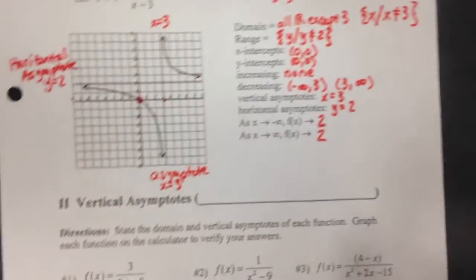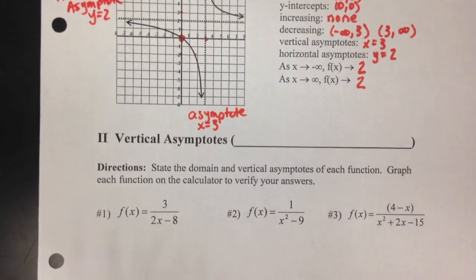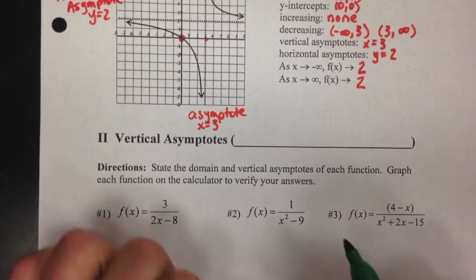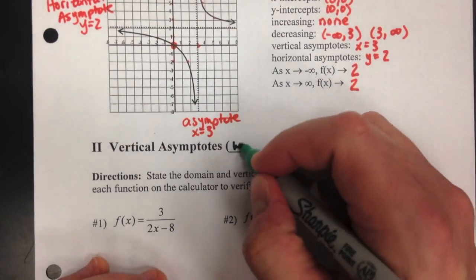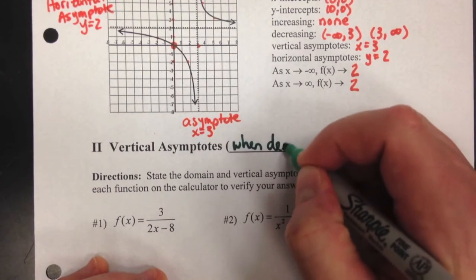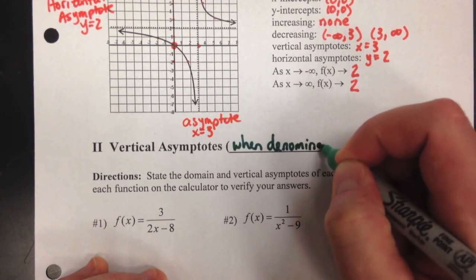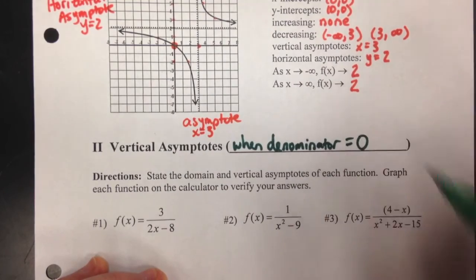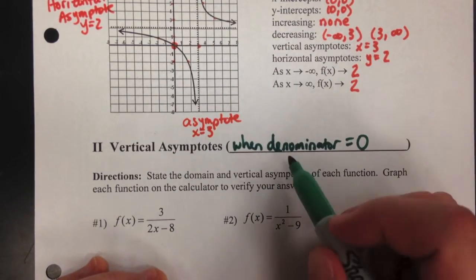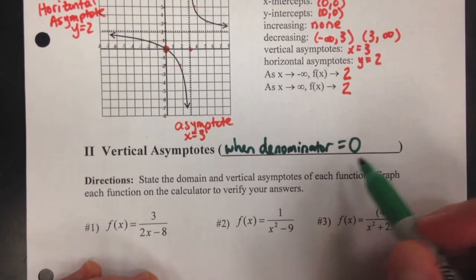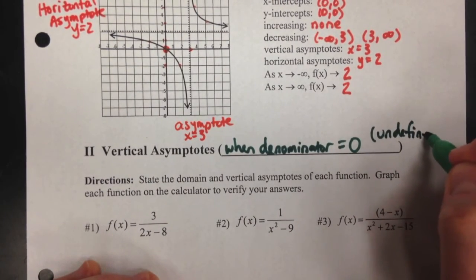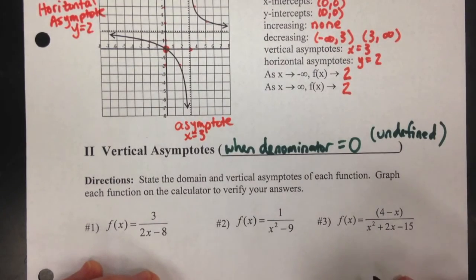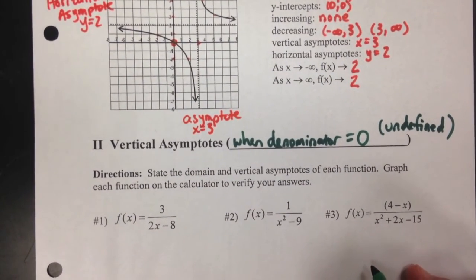Okay, so for vertical asymptotes, if you are looking for a vertical asymptote, what you're looking for is where the function is undefined. The function's undefined when the denominator is equal to 0. So if your denominator, the bottom of the fraction, is equal to 0, then we know the function's undefined. That would be a vertical asymptote. That does not exist. You cannot divide by 0.